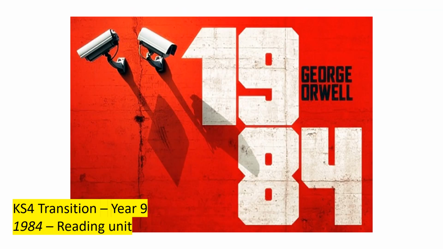At the end of Year 9, you'll start reading 1984 by George Orwell. Again, this is a really famous and important novel, and students learn about what it means to live in a society where you're often under surveillance and how that impacts you.